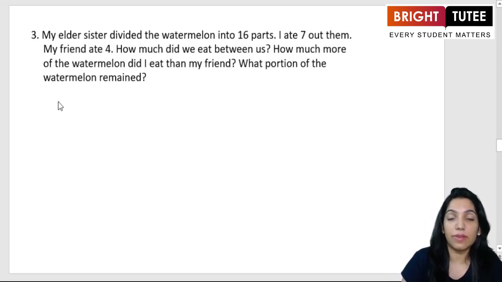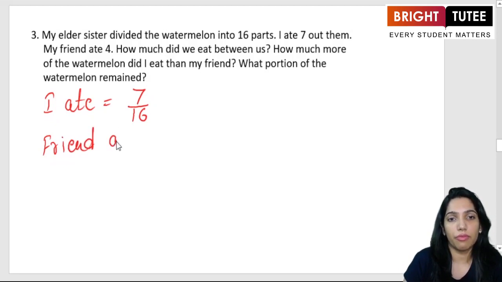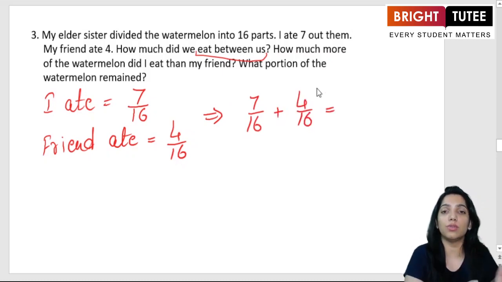My elder sister divided the watermelon into how many parts? 16 parts. So the denominator is 16. Okay, so I ate 7 out of them. So 7 out of 16 I ate. Friend ate 4 out of 16. Okay. How much did we eat between us? That is the total amount that we ate. So we are going to find the sum of 7 over 16 and 4 over 16. This is the total part that we two friends ate.